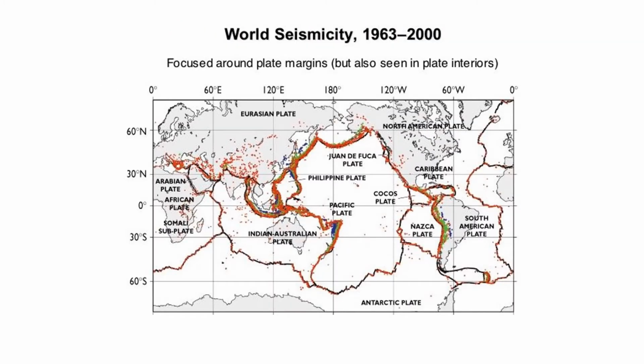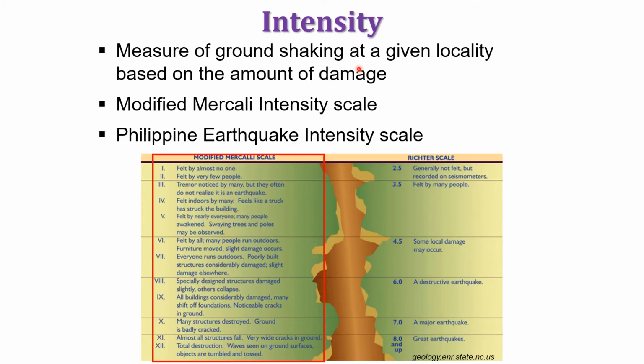Shown here is the map of the world's earthquakes. So, sobrang daming earthquakes natin sa buong mundo and they are mostly felt along, of course, the plate boundaries where there are many, many tectonic processes that are operating. When we are measuring earthquakes, we use intensity and magnitude. So what is the difference between intensity and magnitude?